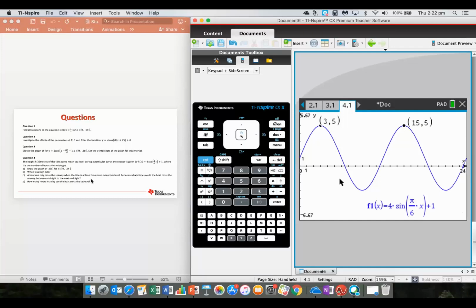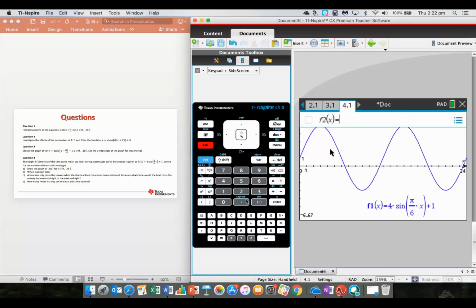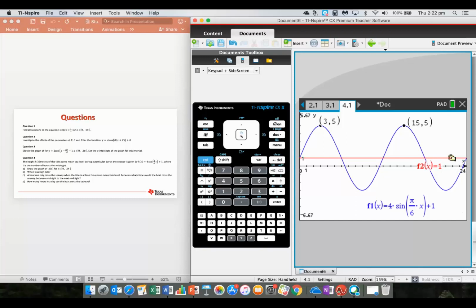Now a boat can only cross the seaway when the tide is at least 3 meters above mean tide level. So 3 meters above mean tide level, well, let's look at this d value. The mean tide is the vertical shift. Let's put that in here. So my vertical shift was 1. So this line, the red line, shows me my mean tide level.